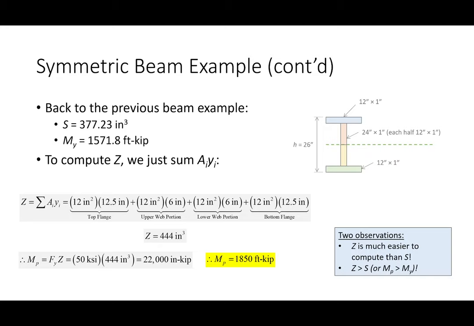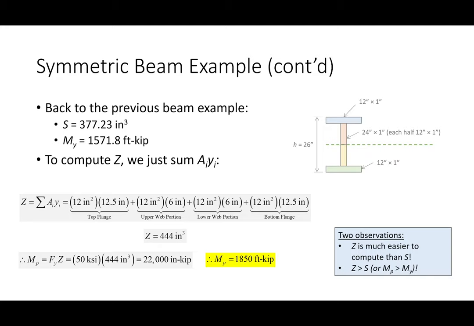So how am I doing it? I'm saying, okay, let's take, 1, 2, 3, 4. I've got four different elements. Let's take this first one. What's the area? The area of this plate right here is 12 square inches. And how far is it from the centroid of the whole thing to the center of this? Well, this is 24 inches, so this is 12 and a half. Does everybody see that? What about this upper portion of the web? That area is 12. How far is it from here to here? It's 6, right? Because this is 12, so half that's 6. And so I just repeat that over and over again, and I get a Z value, Z times Fy, convert, boom, done.